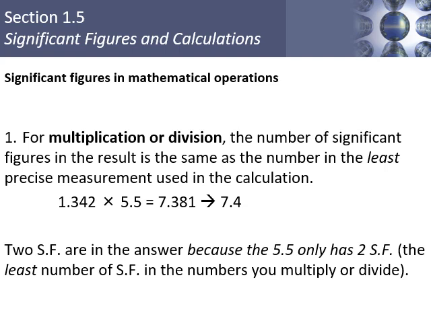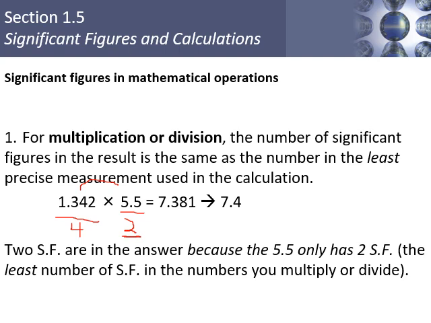So if you'll look at our example here, we've got 1.342 multiplied by 5.5. If you're multiplying or dividing, you want the lowest number of sig figs. So look at the left-hand number. We have 1.342. That has 4 sig figs. And then 5.5 has 2. So we're going to keep 2 in our answer because 2 is the lowest number of sig figs out of these two numbers right here.